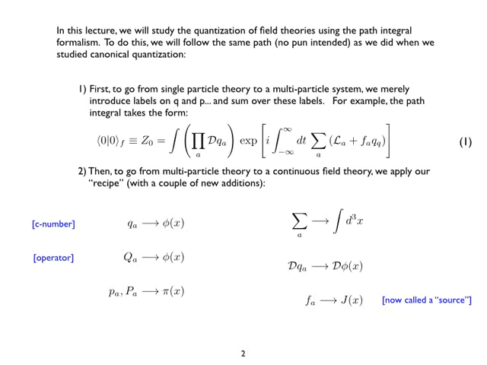Like I said last time, we've already done a lot of the heavy lifting as far as the math goes, and so we can just make some easy changes. Some of those easy changes would be to write down the path integral. So first we go from single particle quantum mechanics to multi-particle quantum mechanics. This is like what we did in the very beginning of this semester.